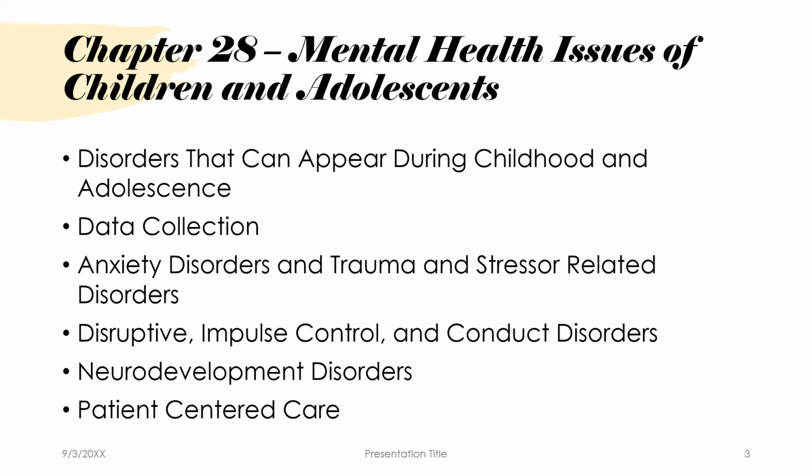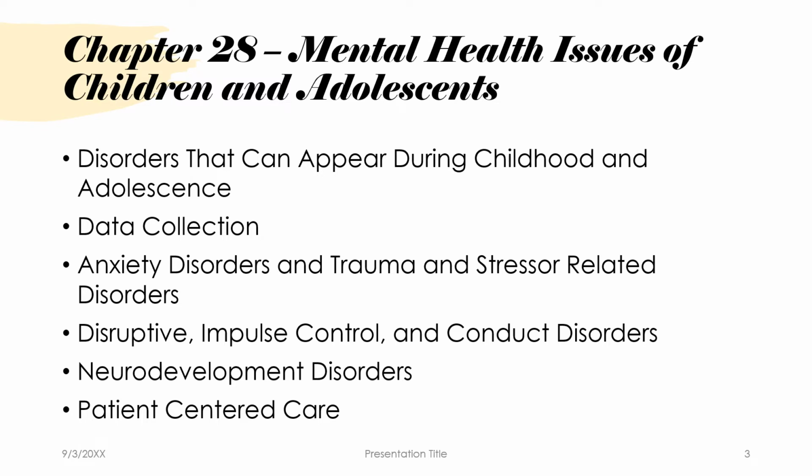Chapter 28, Mental Health Issues of Children and Adolescents. Childhood and adolescent mental health and neurodevelopment disorders are not always easily identified or diagnosed. As a result of this, treatment and interventions can be delayed. As with adults, children and adolescents might meet criteria for more than one mental health disorder, and they can have comorbid conditions. Behaviors displayed by children will become problematic when it interferes with home, school, and peer interactions.